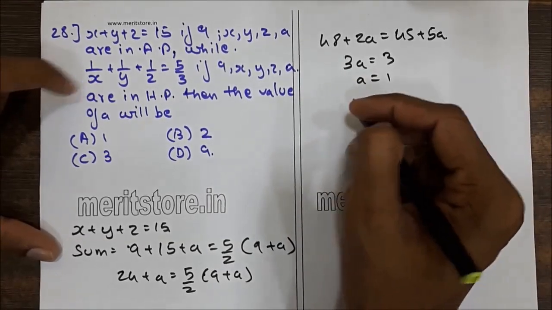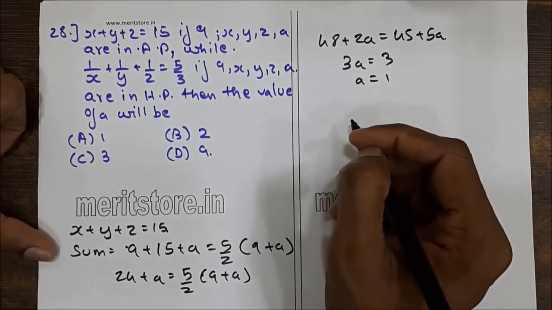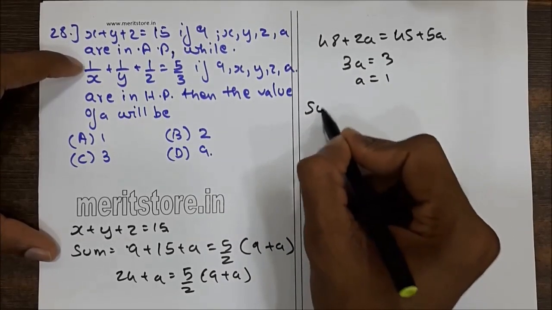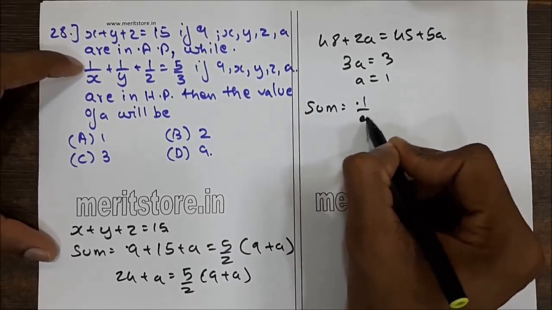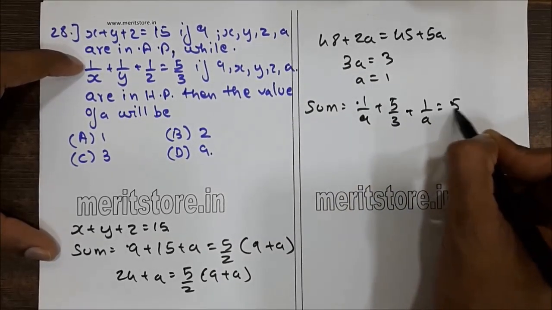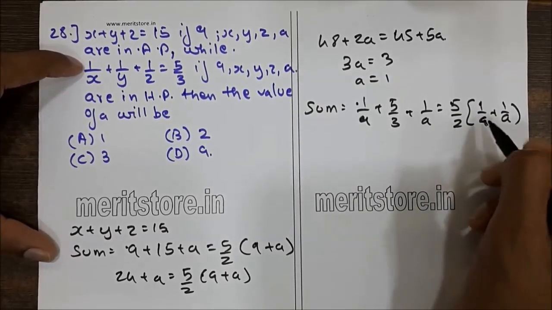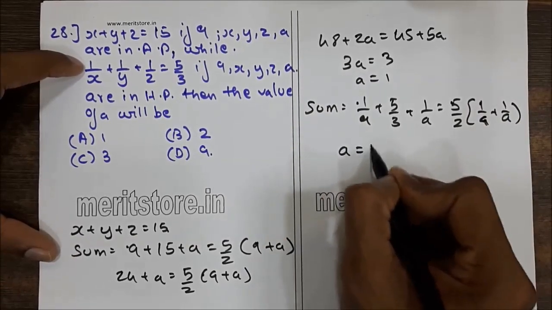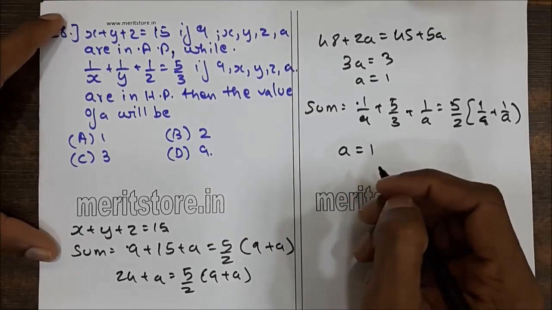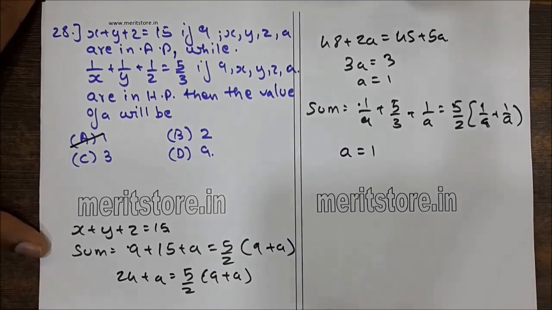For the second, we have 1 upon x plus 1 upon y plus 1 upon z is equal to 5 by 3. If 9, x, y, z, a are in HP, the sum of this can be given as 1 by 9 plus 5 by 3 plus 1 by a, which is equal to 5 by 2 (1 by 9 plus 1 by a). We solve this, we get a is equal to 1. Therefore, for both the things, we get a is equal to 1. Therefore, option A, that is 1, is the correct answer.